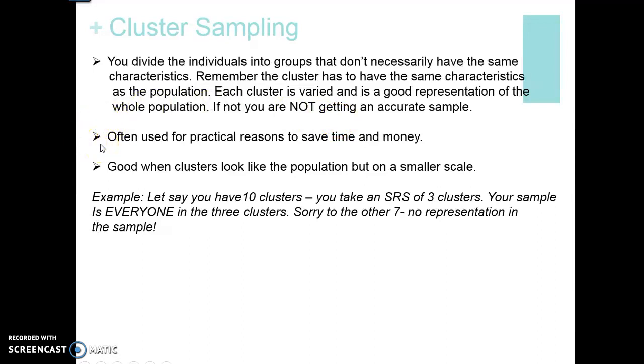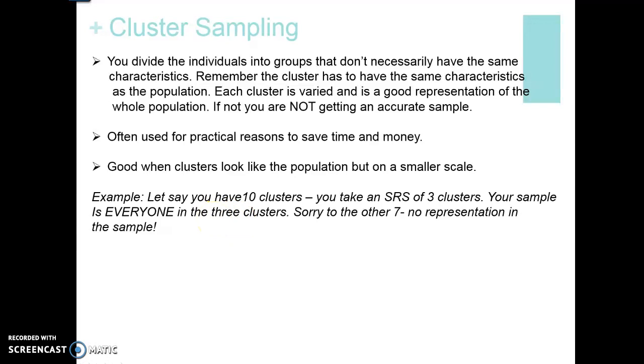Why would we do this? Number one, it's often used for practical reasons and to save time and money. This is easier to use when the clusters look like the population that you have, but are on a smaller scale. Now, for example, let's just say we have 10 clusters. Here's how this works. So you have your 10 bins. We're taking a simple random sample of 3 clusters. Our sample is everyone in the 3 clusters.